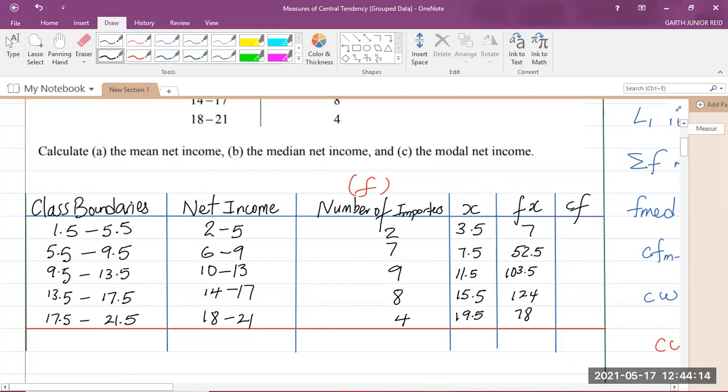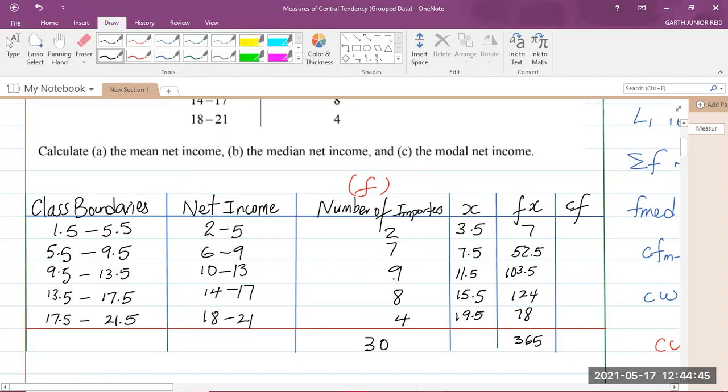Now remember that we need the sums. In the formula, x bar, which is the mean, is equal to the summation of fx over the summation of f. So we need to find the summation of these values. When we add the fx values, we get 365 as the total, and when you add the frequency values, you will get 30.